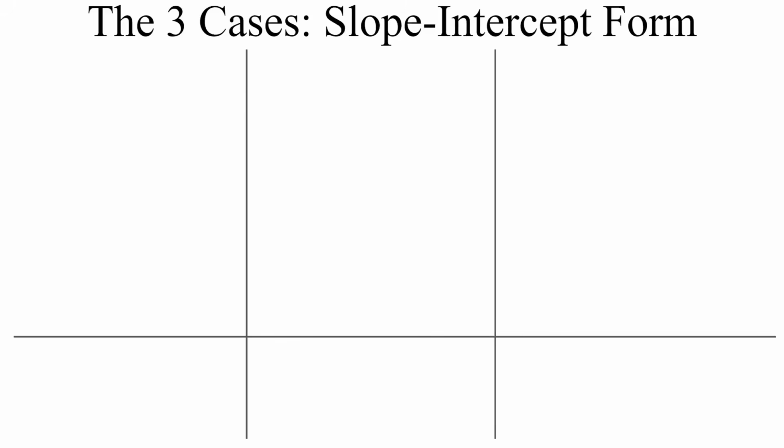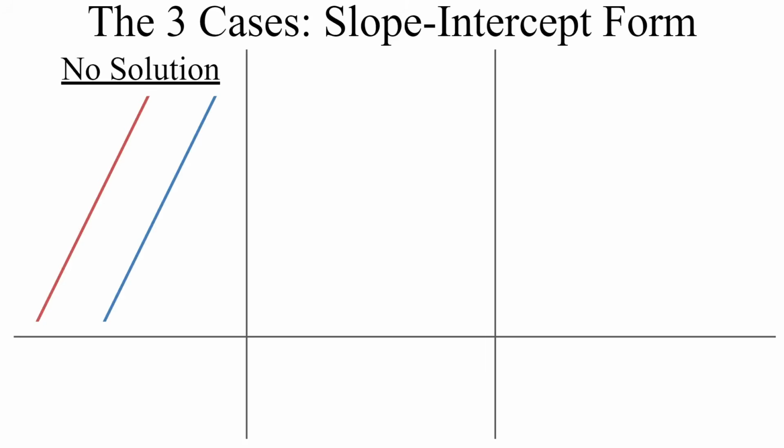So probably the most important slide in the entire video. Please take the time to jot this down. For no solution, which we just talked about, looks like this. We know that the two lines have to have the same slope and different y-intercepts.